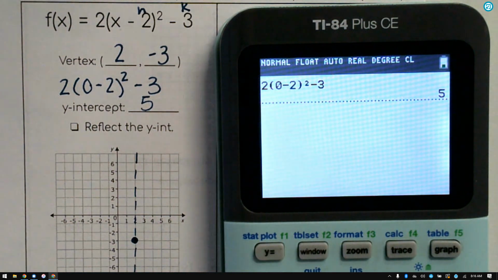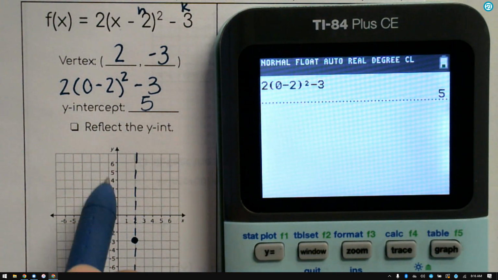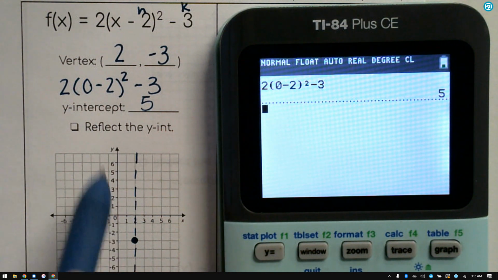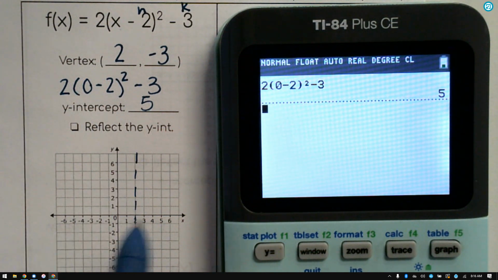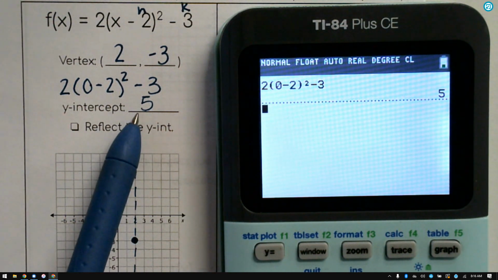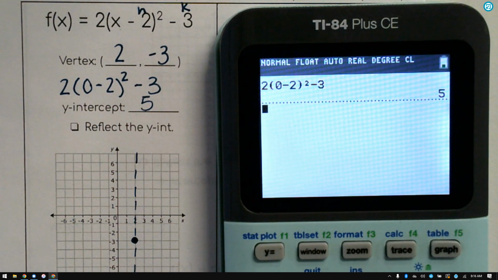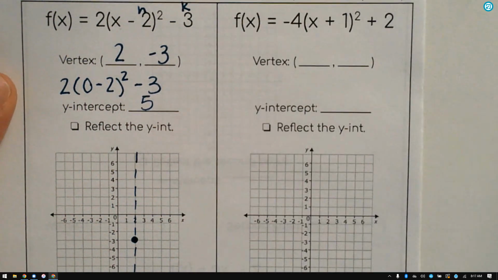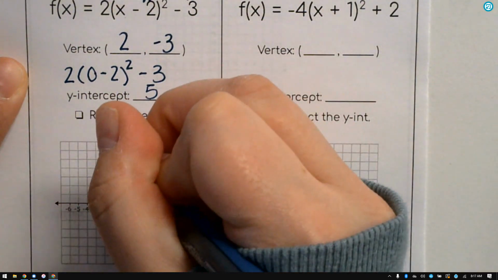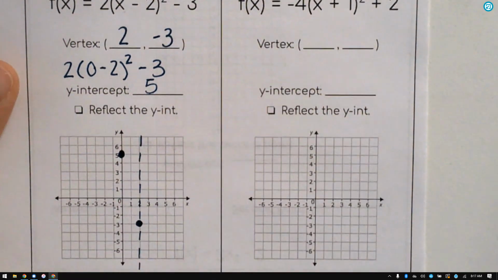Any questions about finding that? How did x become 0? So the reason why we're plugging in 0 for x is we're looking for the point that is on the y-axis. And whatever point is on the y-axis will have an x value of 0. So we're choosing to plug in 0 because that'll give us a point that's on the y-axis. So this is the point (0, 5). The x value is 0, the y value is 5. And we can go ahead and graph that on our y-axis at 5. So you go ahead and graph your y-intercept.